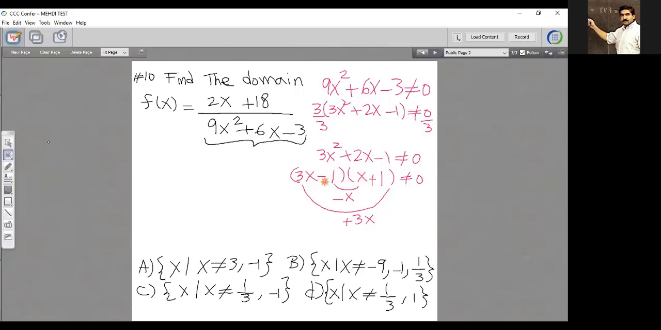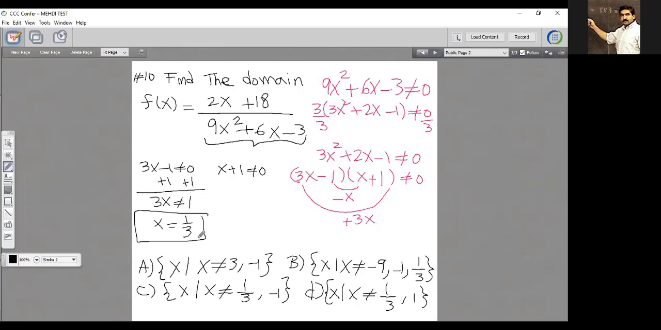So now I need to let each of these parentheses not be equal to 0. The first thing is you want to say 3x minus 1 cannot be equal to 0. x plus 1 cannot be equal to 0. So here if I add 1 to both sides of the inequality, I get 3x cannot be equal to 1. x cannot be equal to, divide both sides by 3, so this is one of the restrictions I'm going to show. x cannot be equal to 1/3, and here x cannot be equal to -1. These are the two restrictions we have for the domain of this function.